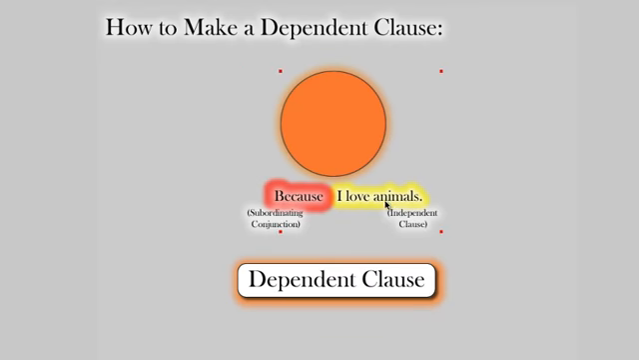That's how you make a dependent clause. It's that easy. We can now take this together, because I love animals, and begin to attach it to other independent clauses in order to make complex sentences. So that's all it takes.